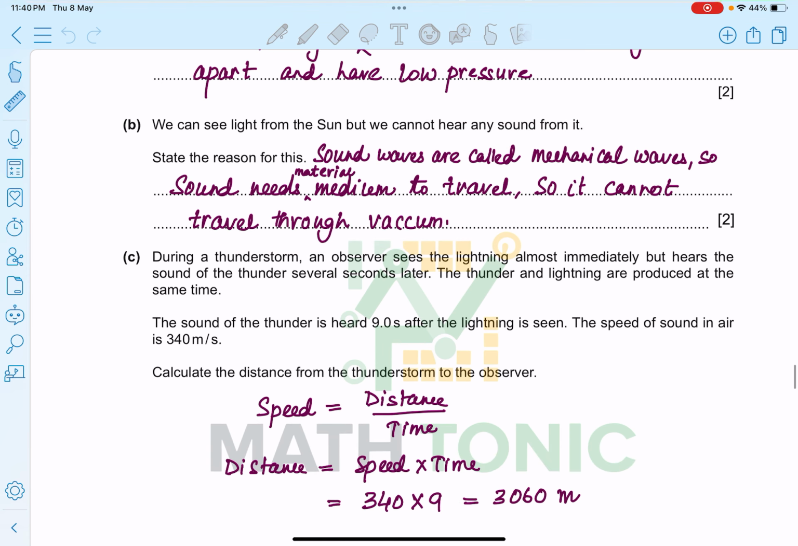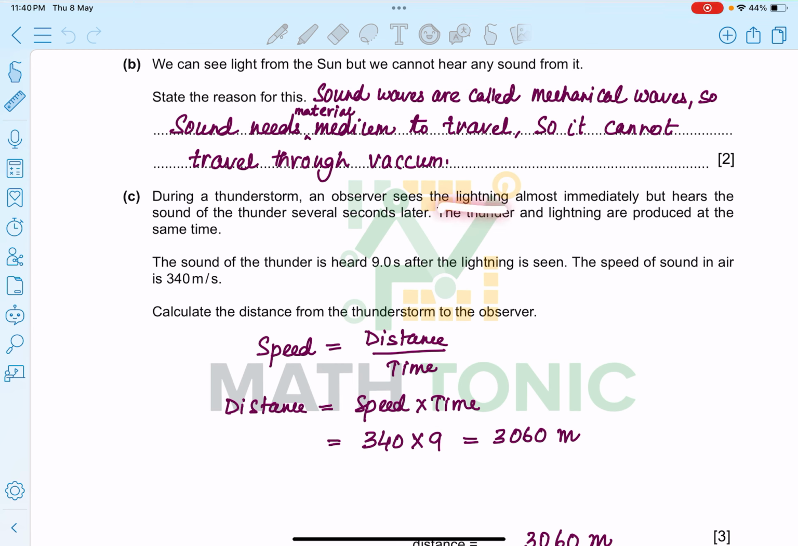Got it? During a thunderstorm, an observer sees the lightning almost immediately but hears the sound of thunder several seconds later. The thunder and lightning are produced at the same time. The sound of the thunder is heard 9 seconds after the lightning is seen. The speed of sound in air is given as 340 meters per second. Calculate the distance of the thunderstorm. Very simple.